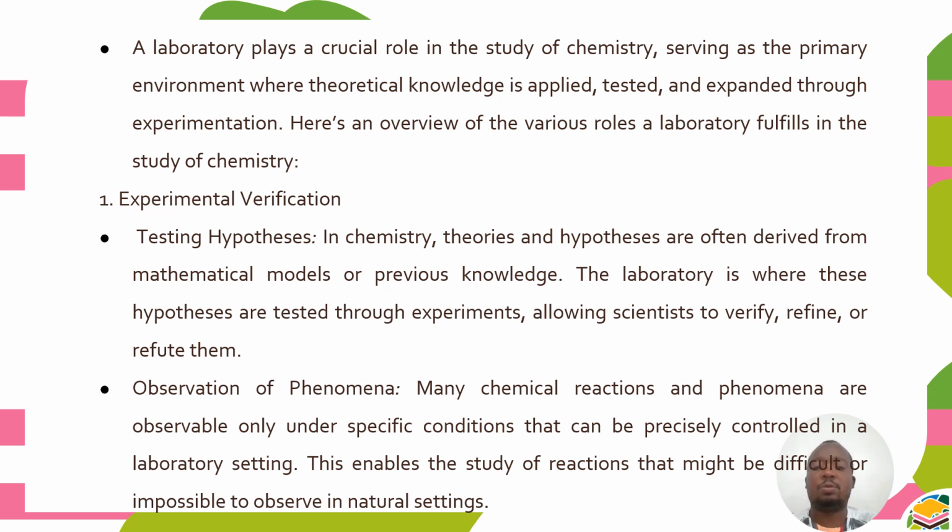Then there's observation of phenomena. Many chemical reactions and phenomena are observable only under specific conditions that can be precisely controlled in a laboratory setting. This enables the study of reactions that might be difficult or impossible to observe in natural settings. So one role of a lab in chemistry is for experimental verification.